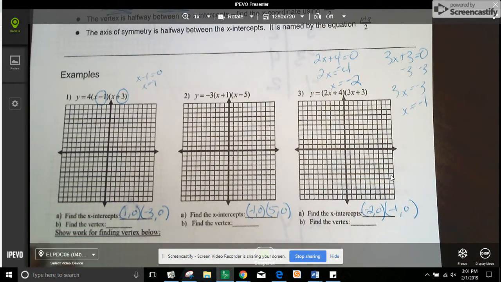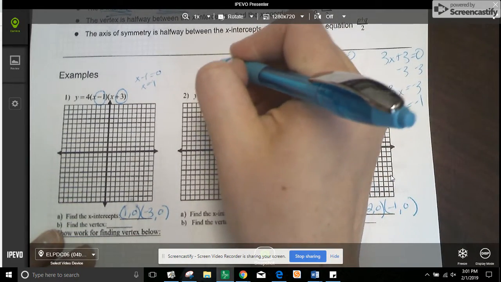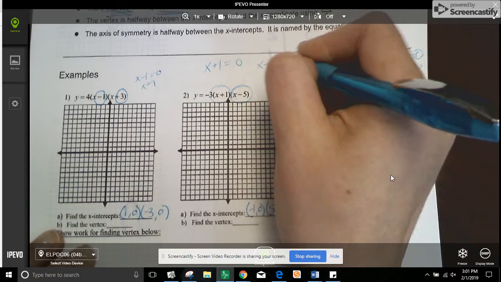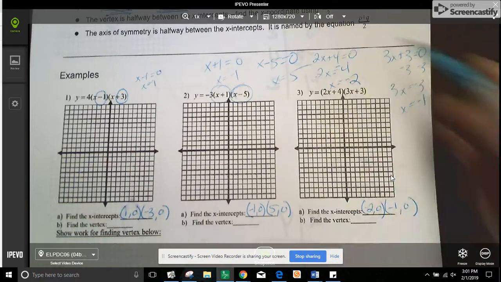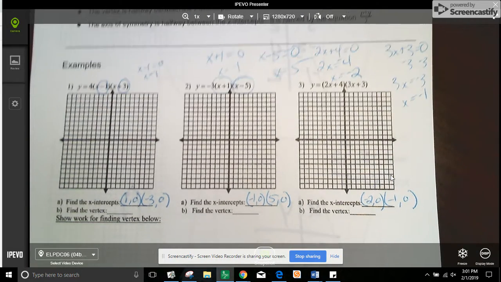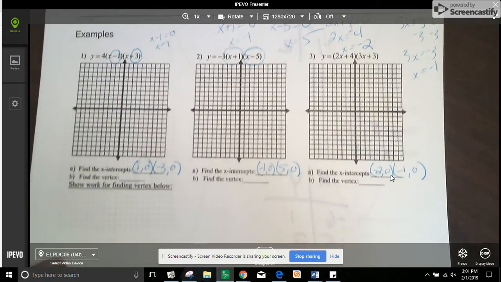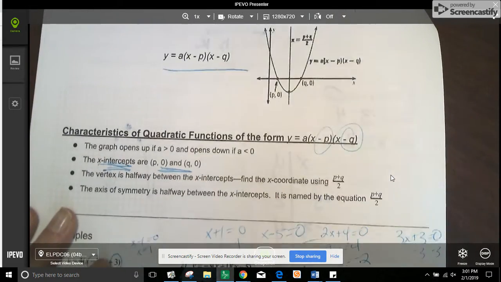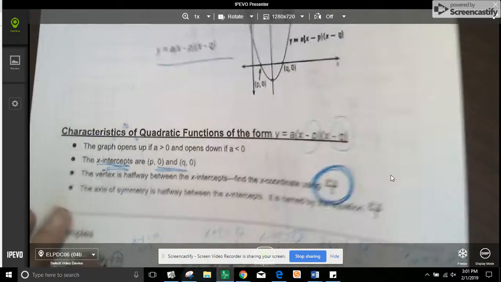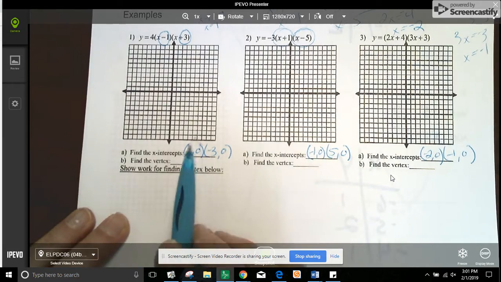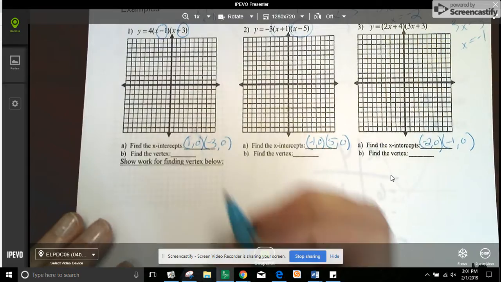So to find your x-intercepts, you take these two sets of parentheses and you just set them equal to 0 and solve for both x's. That's all you're doing. Just set them equal to 0 and those are your x-intercepts. So how do you find your vertex? So if you look up here, there's an equation. P plus Q divided by 2. So all you're going to do is add the two numbers that you found for the x-intercepts together and divide by 2.